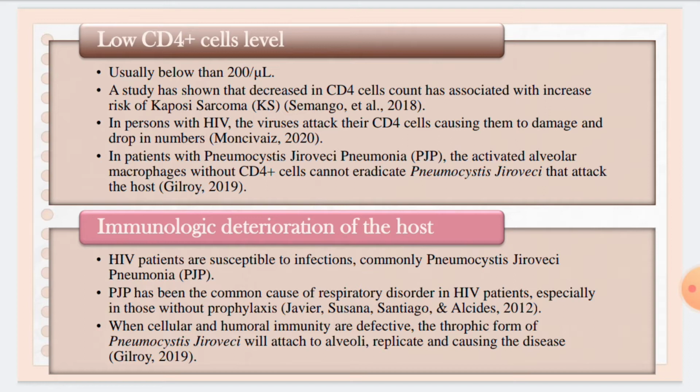Next is due to immunologic deterioration of the host, where their cellular and humoral immunity are defective, causing them to be susceptible to infections, commonly Pneumocystis jirovecii pneumonia or PJP, which causes respiratory disorder in these HIV patients, especially in those without prophylaxis.